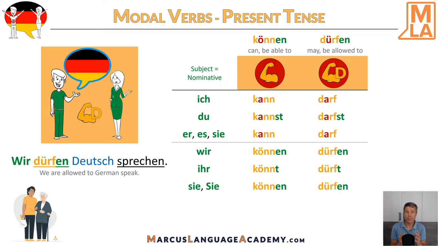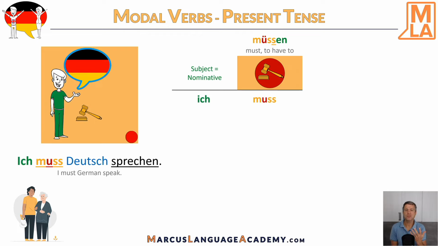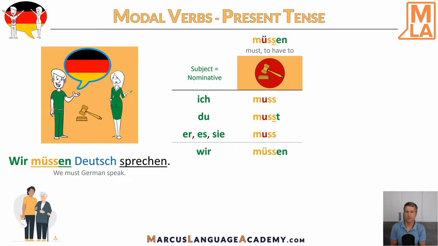Our next verb is müssen. And the same thing here again. Ich muss Deutsch sprechen. I must German speak. Followed by du musst und er muss. Because müssen has already two S's, in the second person we just add T. And the plural, again, regular. Wir müssen. Wir müssen Deutsch sprechen. We must speak, or we must German speak. And the rest is ihr müsst und sie müssen.